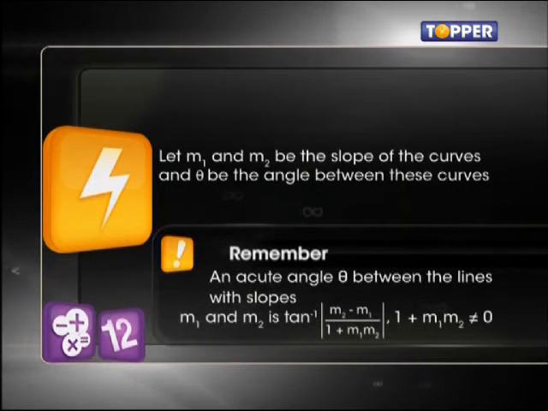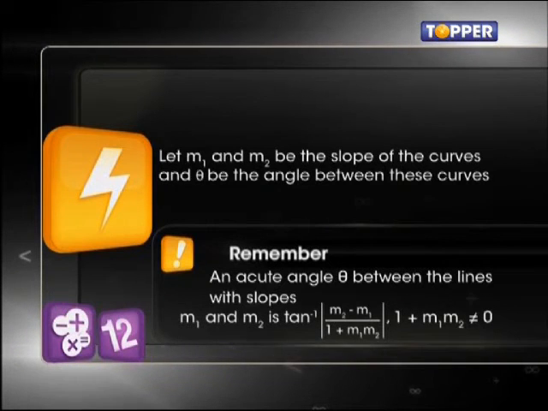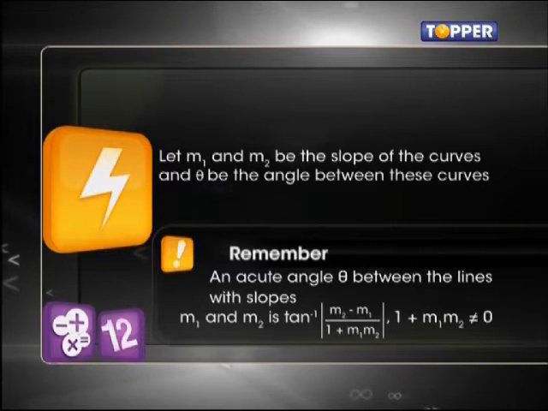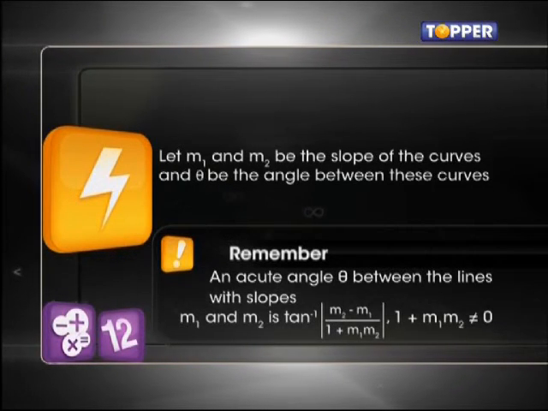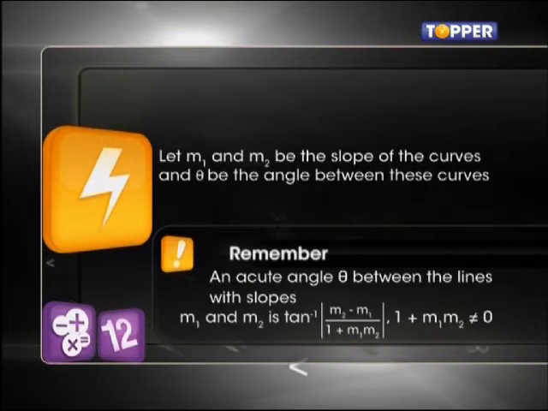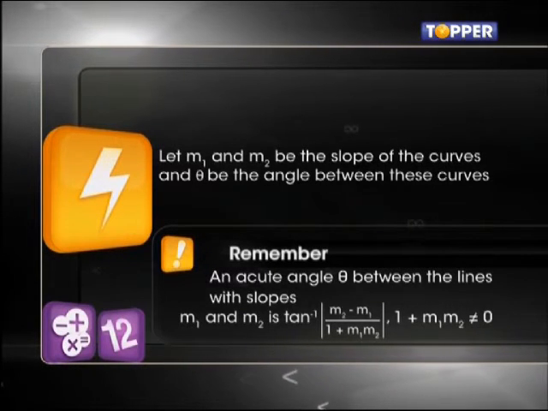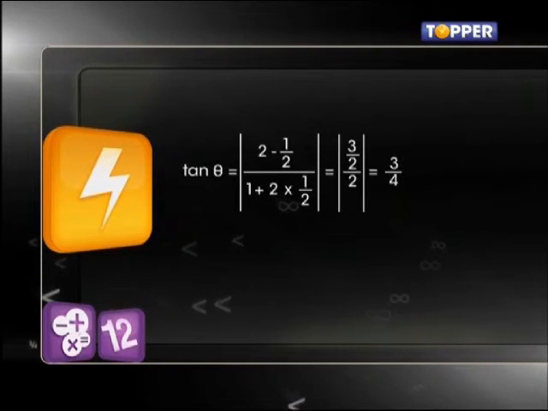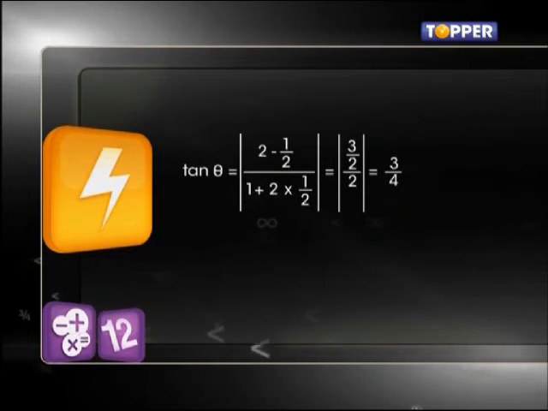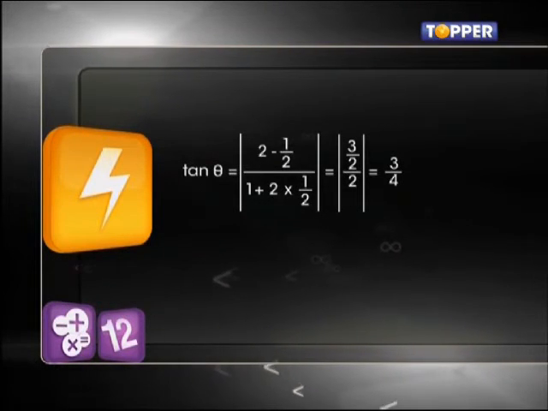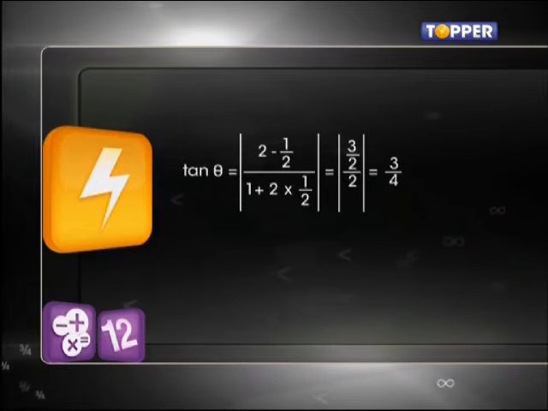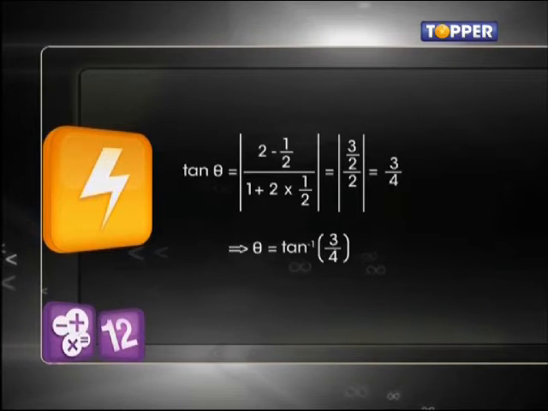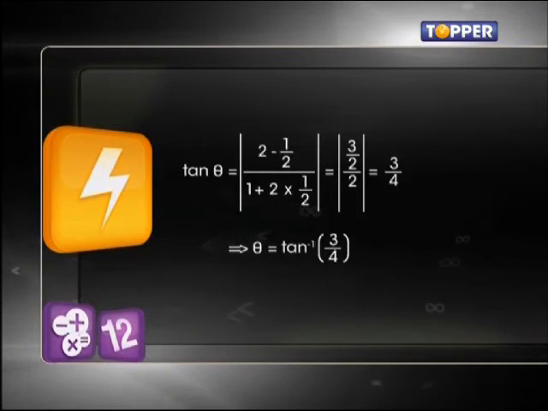Let M1 and M2 be the slopes of the curves and theta be the angle between these curves. Then tan theta is equal to mod of (M2 minus M1) upon (1 plus M1 into M2). On solving this expression, we find that tan theta is equal to 3 by 4. So we find that the angle between these curves at point (1, 1) is equal to tan inverse 3 by 4. Good work for getting that right.